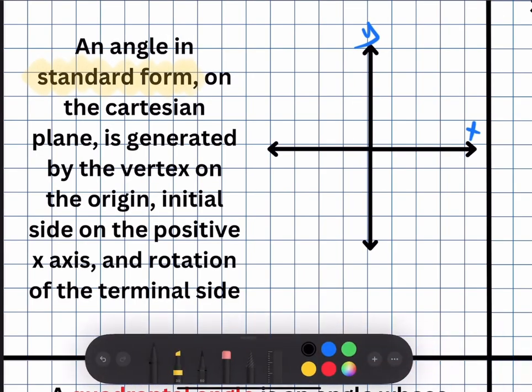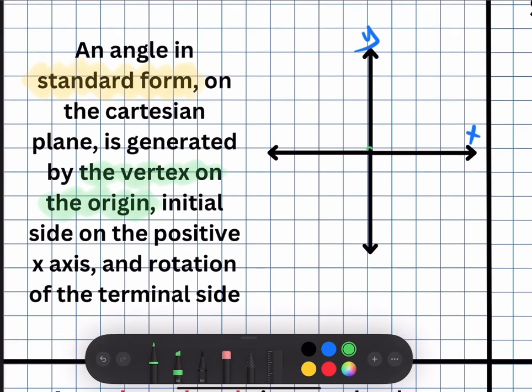So firstly, it says that I need to have the vertex on the origin. So we're going to try doing that first. So the vertex of this angle is on the origin, and the origin, remember, is 0, 0. So there it is. Then it says that you need to have the initial side on the positive x-axis. Well, here's my x-axis, and the positive x-axis is to the right. So this is my initial side.